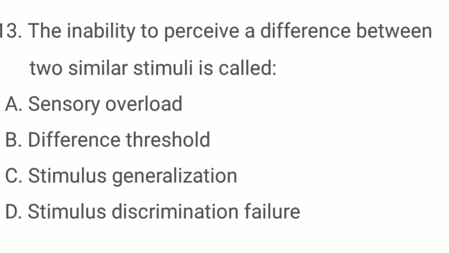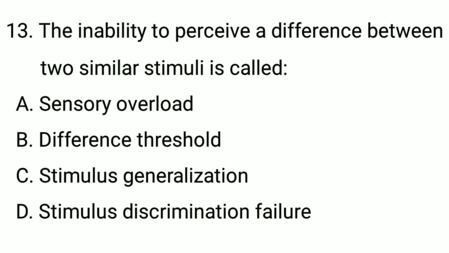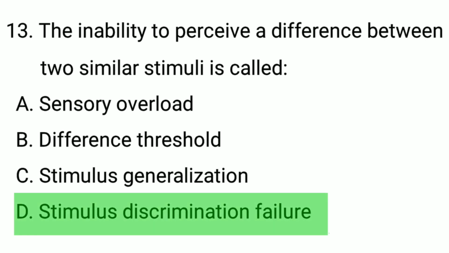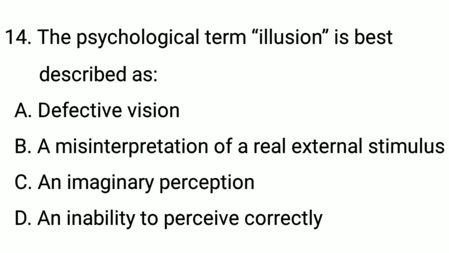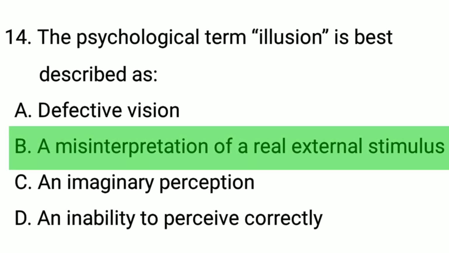Question number 13. The inability to perceive a difference between 2 similar stimuli is called. The right option is option D, stimulus discrimination failure. Question number 14. The psychological term illusion is best described as. The right option is option B, a misinterpretation of a real external stimulus.